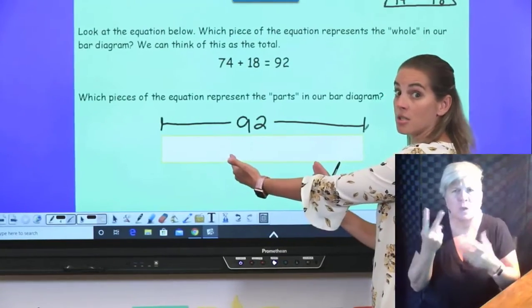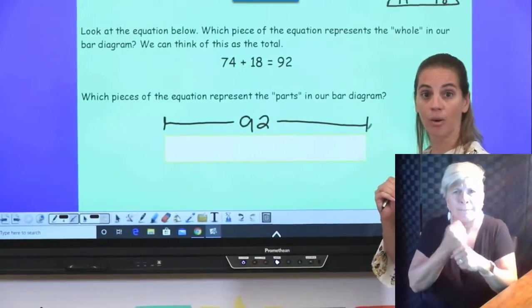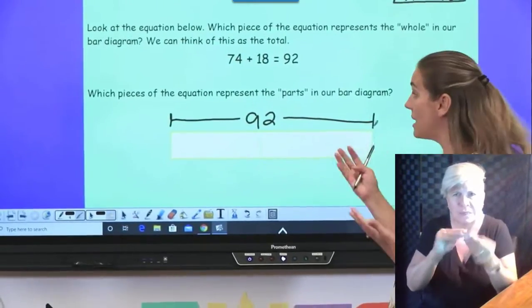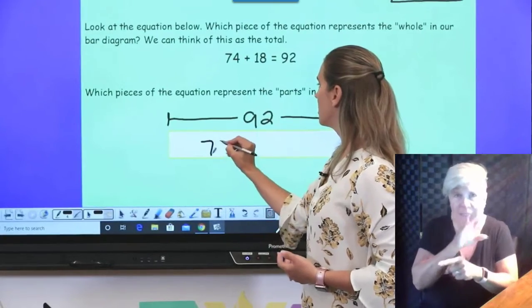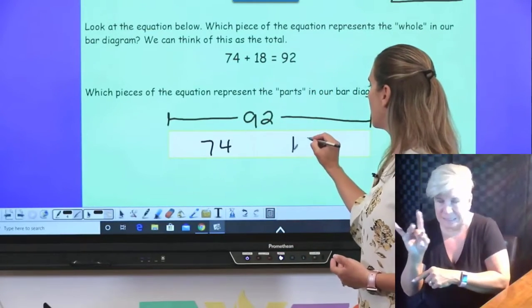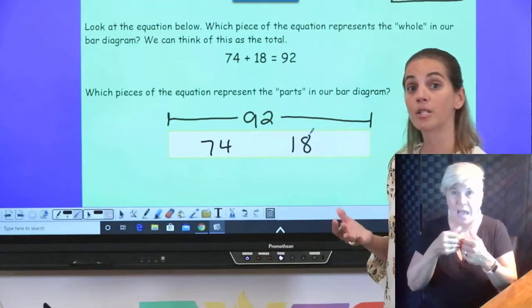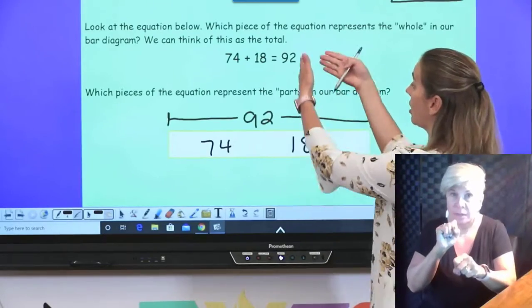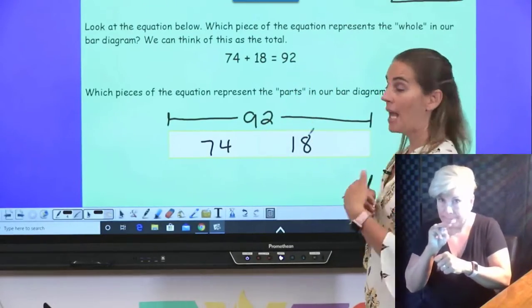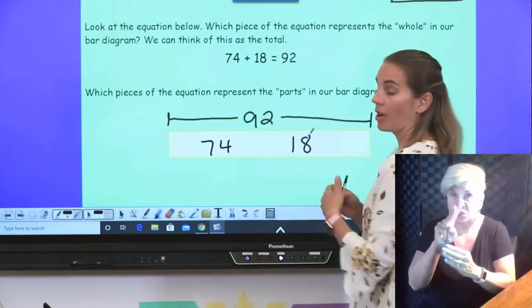So what are the two parts that make up that 92 in my equation? Exactly, 74 and 18. That's how our bar diagram is going to work. So we're going to take our sum, that's going to go on top, and our two parts, and we're going to put them on the bottom.